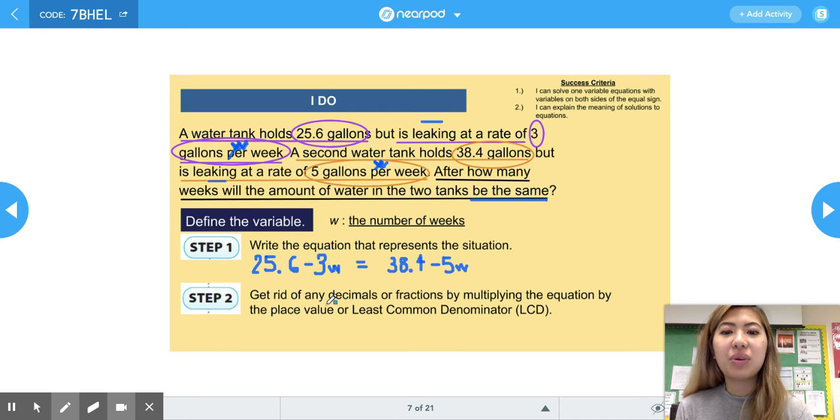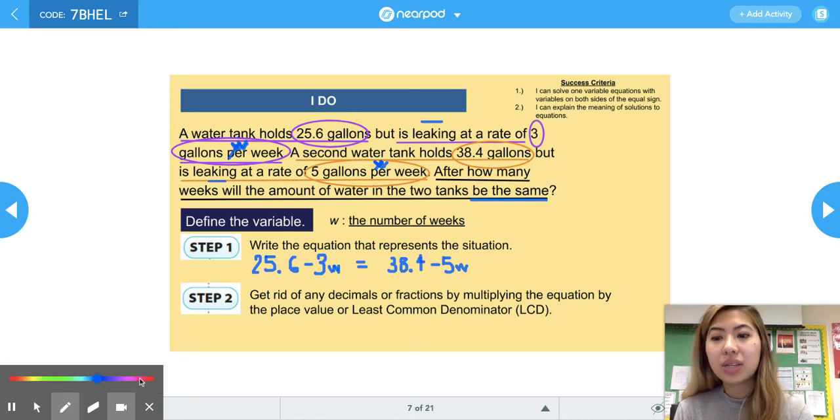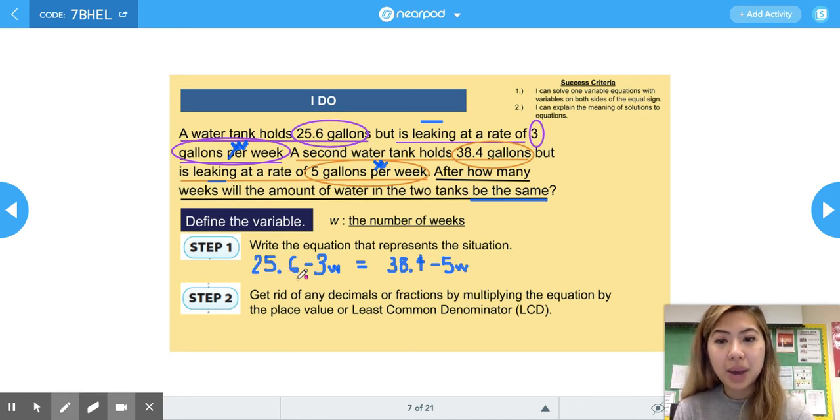Then step 2 is to get rid of any decimals or fractions by multiplying the equation by the least place value, or the least common denominator, the LCD. So in this case, we're going to have to multiply by 10 because we want to try to get rid of this decimal point. So we only need to move the decimal point one place to the right. So that's the same thing as multiplying both sides or everything by 10.